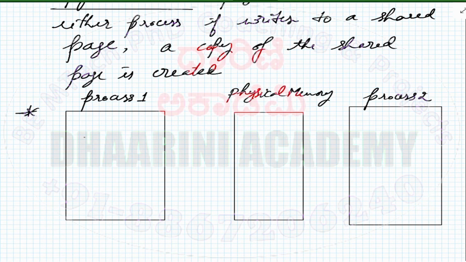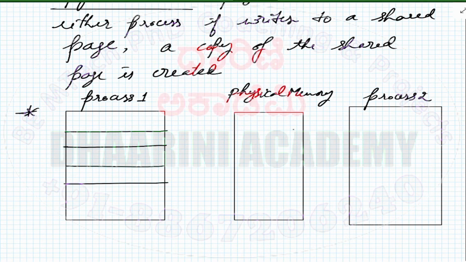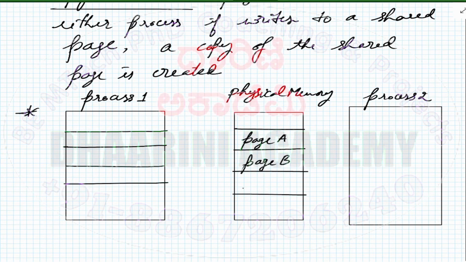So let us consider some regions of code, and each region of code is trying to alter a specific page in the physical memory. Let's assume these are the several pages. Say this is page A, this is page B, this is page C. Now let us say the first part is referring to page A, the second part is referring to page B, and the third part is referring to C.